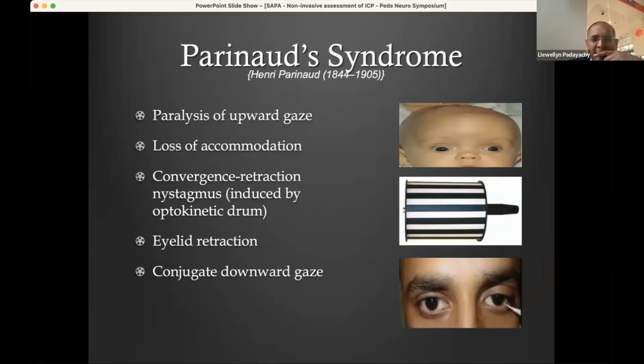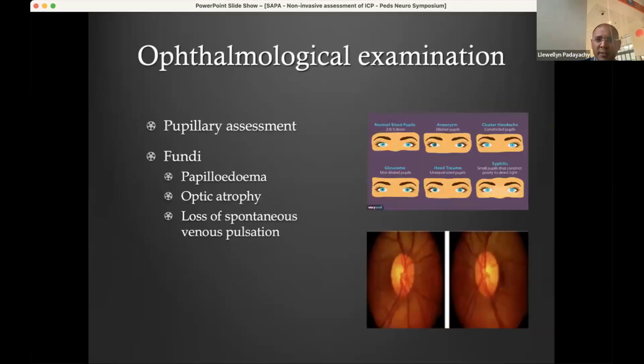Parinaud syndrome, again, is used a lot, but I think not many people actually know what the full spectrum of the syndrome is. It's a paralysis of upward gaze. There's loss of accommodation. There's convergence-retraction nystagmus, which you can induce with the optokinetic drum, which I've included a picture of here. This is something that Jonathan Peter and his predecessor Kay de Villiers really drummed into our teaching program at Red Cross and at UCT, so we always remain thankful for that. That, combined with eyelid retraction and conjugate downward gaze, really forms the symptom complex for Parinaud syndrome.